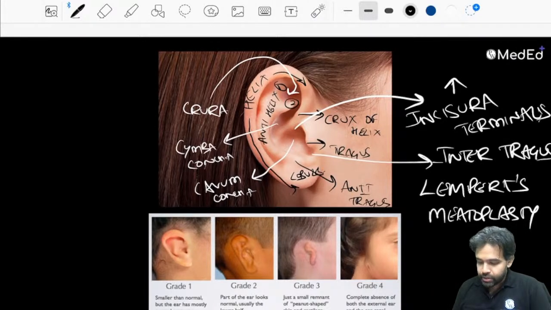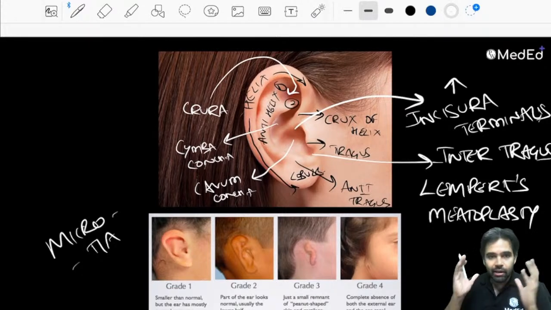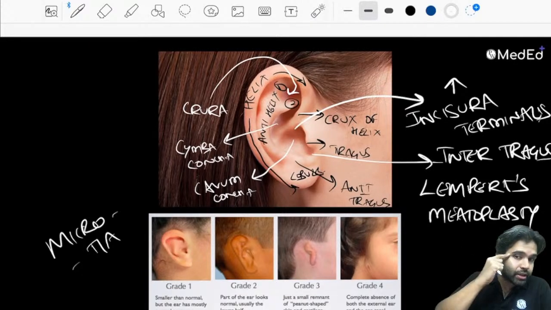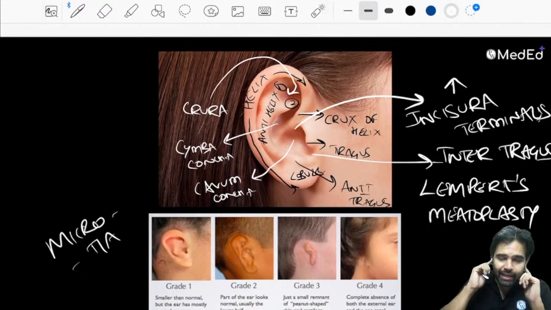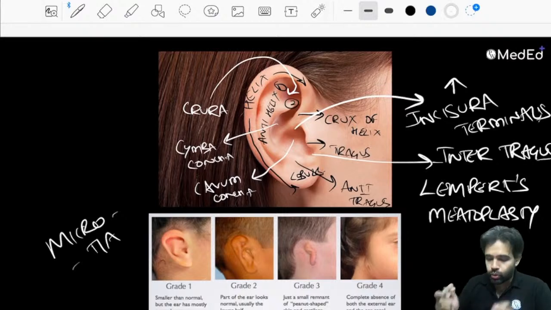Generally, this part of the ear where there is poor development is called microtia. Microtia means small ear. Normally the ear has to cross above the level of the line of the eyebrow. If it is smaller than that, it is microtia. If it is functional and the ear canal is there, it will usually be grade 1 or grade 2. Grade 2 is just 50% smaller.